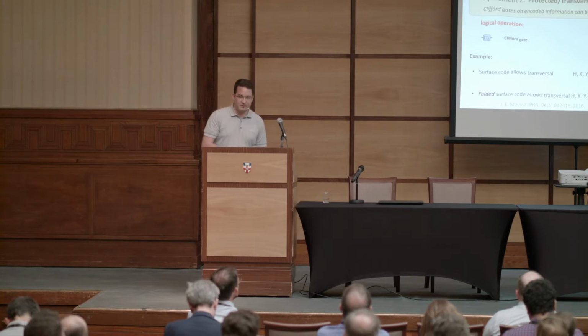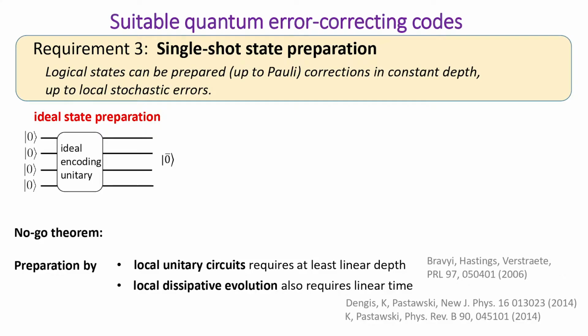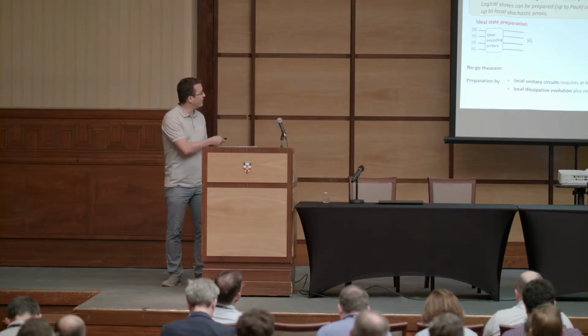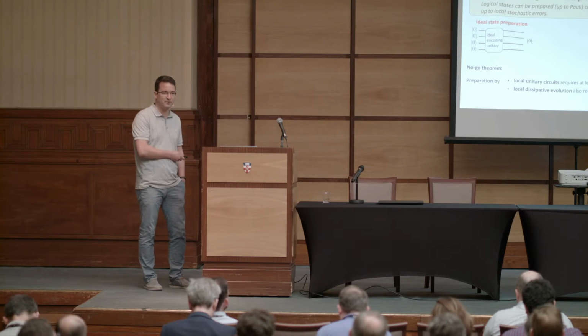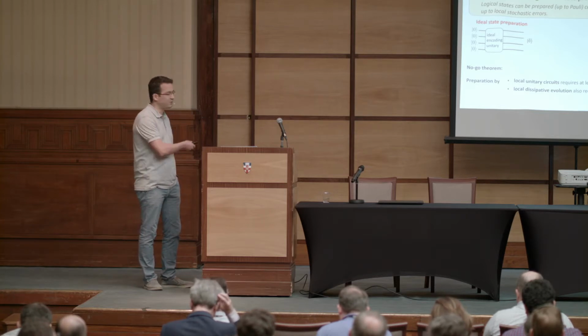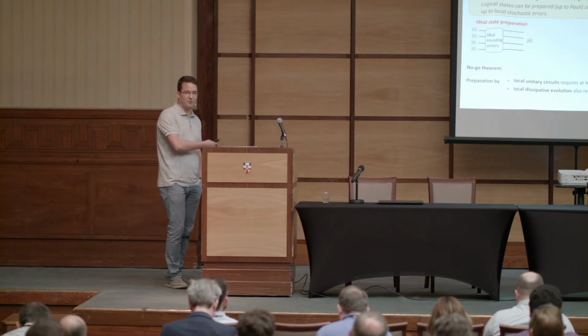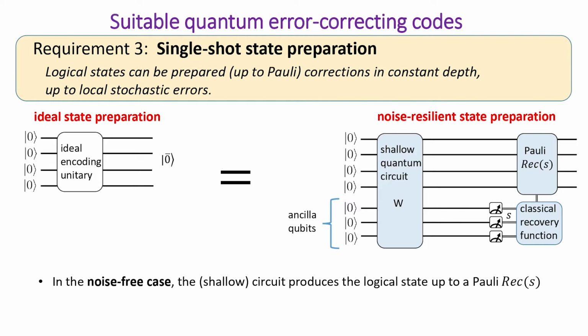Okay, so the third requirement is, I think, the most interesting one. We need a procedure that creates logical states. And in principle, this means you want to be able to apply some ideal encoding unitary and get this logical state here. But we know that this can't be done in constant depth by Lieb-Robinson bounds. You need at least a depth which scales with the system size, even polynomially. So the key point here is that we're not aiming for a logical state. This is impossible, but we are going to try to just create a logical state up to a Pauli correction, up to local stochastic errors. Okay. So this is what we're going to do.